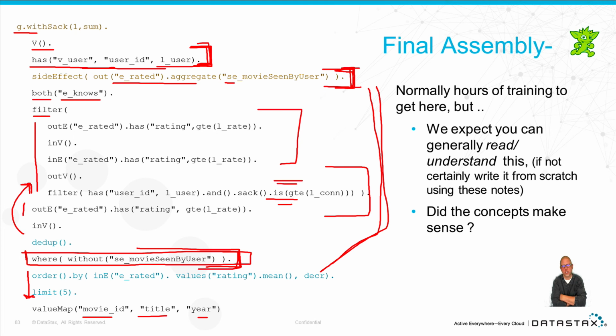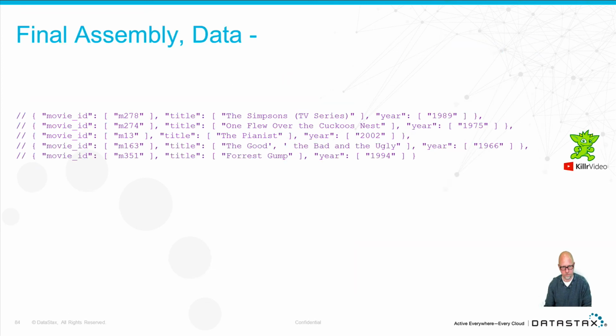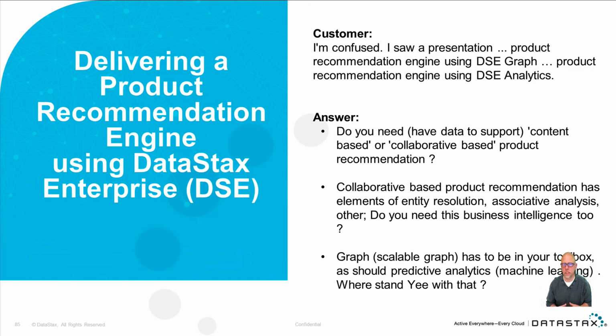This is officially 1 line of code, even though it's a Fluent API, and I'll still say it's 1, 2, 3, 4. It's like 10 or 15 lines of code to go through a graph and do a movie recommendation. And there's the data. So, customer, I'm confused. That was the original problem statement. I saw a presentation. Hey, product recommendation using graph, a product recommendation using analytics.